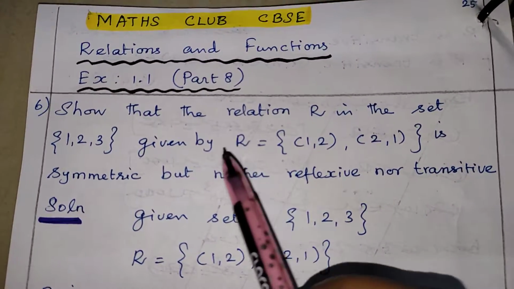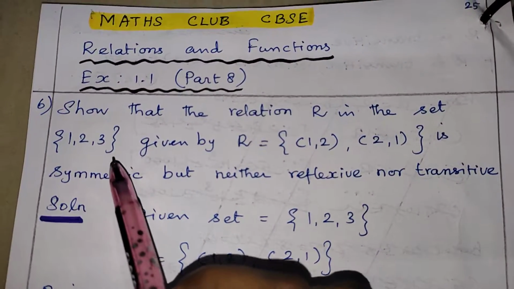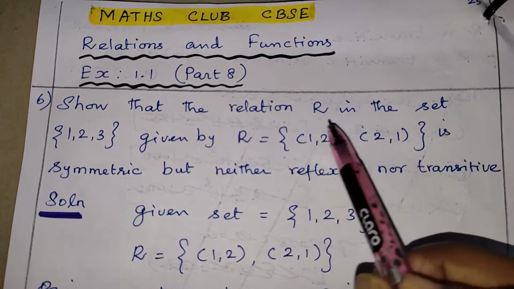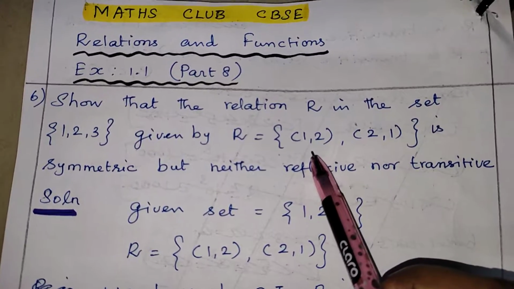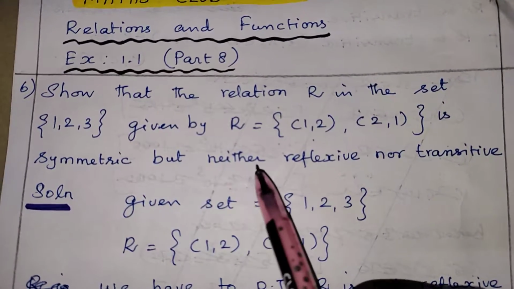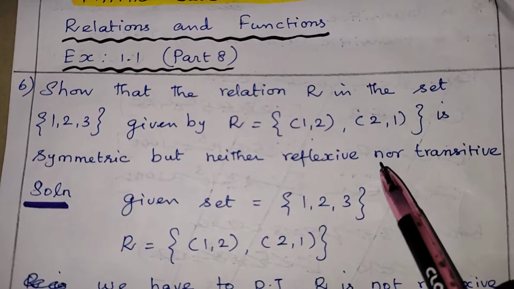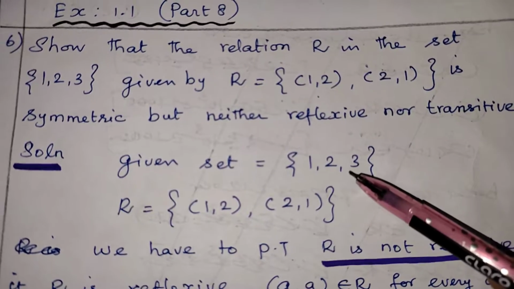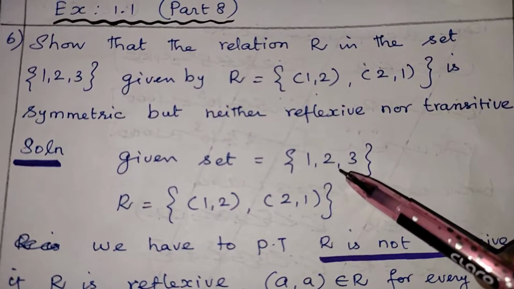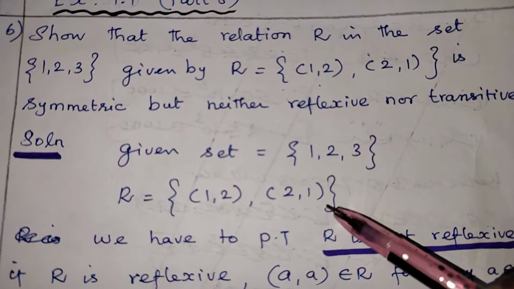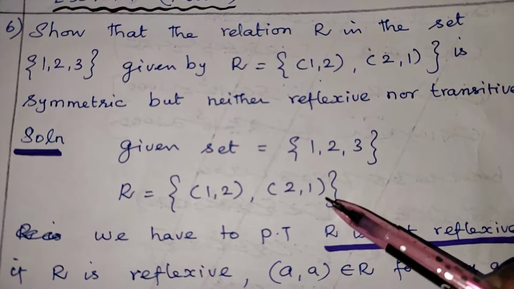That means the given set is {1, 2, 3}, and R is {(1, 2), (2, 1)}. This is the relation R. Now we have to prove that this R is symmetric, not reflexive, not transitive. Now we have the solution here. The given set is the set of all 1, 2, 3, and R is {(1, 2), (2, 1)}. This is the relation given in the sum.